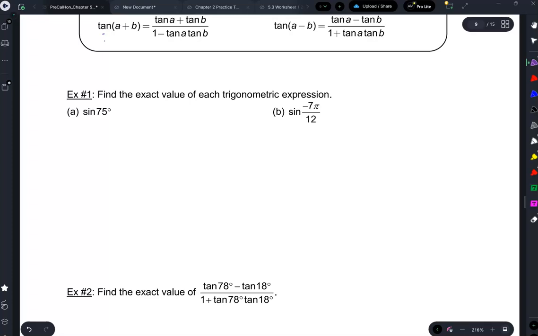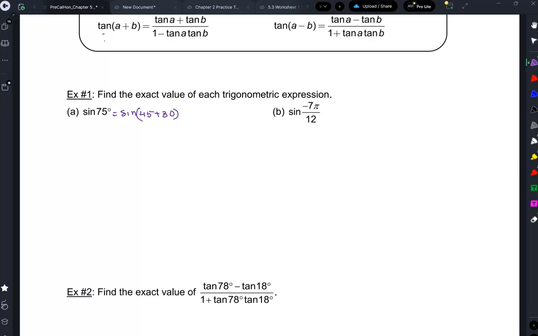So look at this one. This is the same example as we had before. 75 is not a special angle, so I don't know what sine of 75 is on the unit circle. However, I can write 75 as a sum of two special angles. And now, this is sine of A plus B.